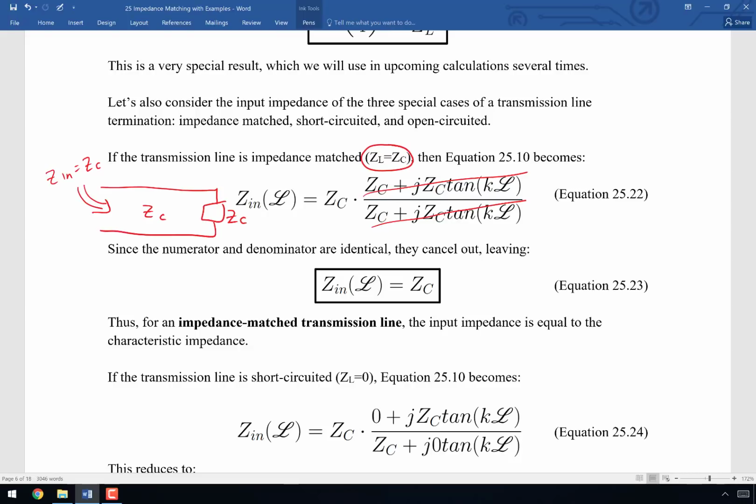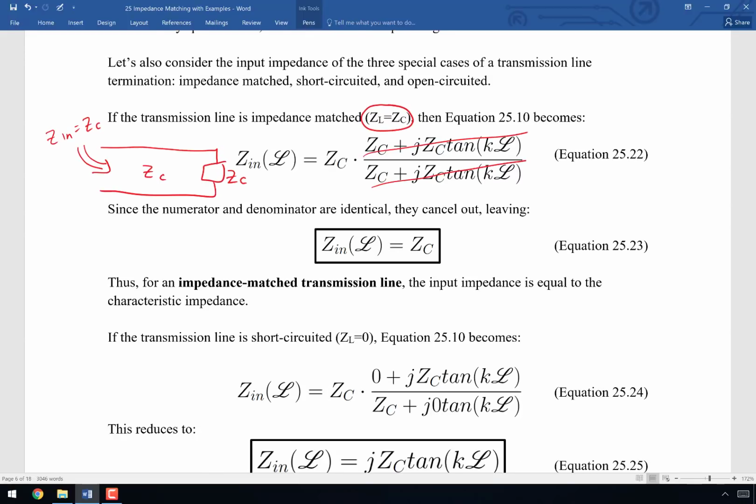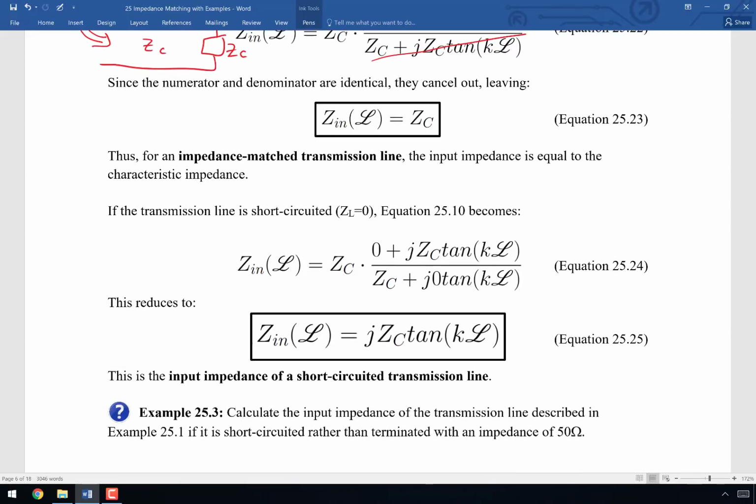And ultimately, remember, our goal here, our dream is that z sub L is equal to z sub C. That's what we're striving for because we don't want reflections. So if you have an impedance matched transmission line, the input impedance is equal to the characteristic impedance of the line. Now let's consider what happens if the line is short-circuited.